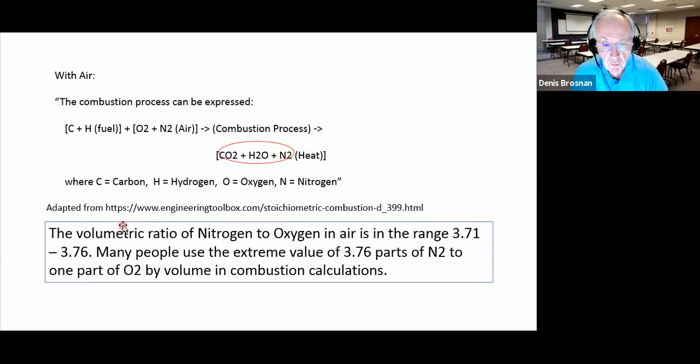So think about the ratio of nitrogen to oxygen in air. We've talked about air previously in the drying course and in this course, and the ratio of nitrogen to oxygen in air by volume is 3.71 to 3.76. In other words, there are 3.71 to 3.76 parts of nitrogen by volume to each volume of oxygen. Most people just use 3.76 in their calculations. And so that's what we're going to use today, particularly as we go into the next slide.